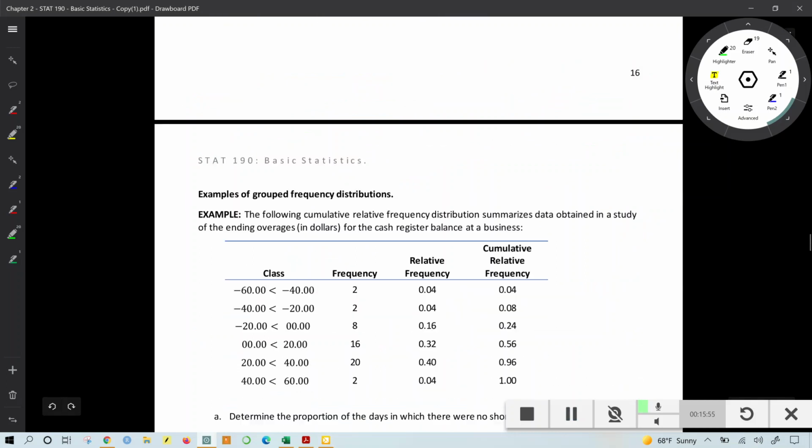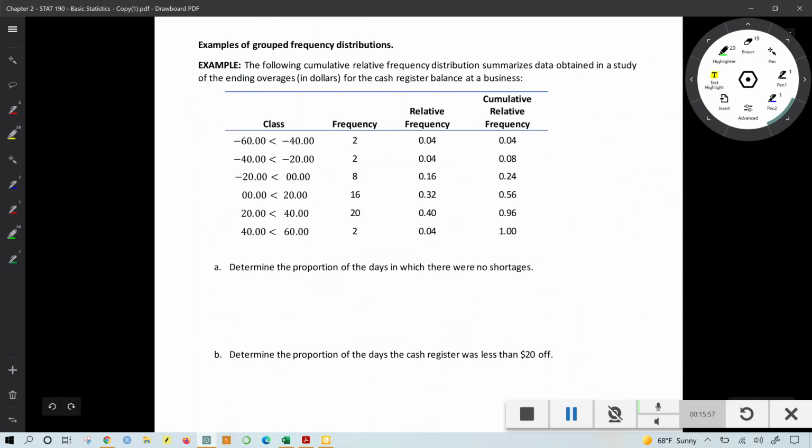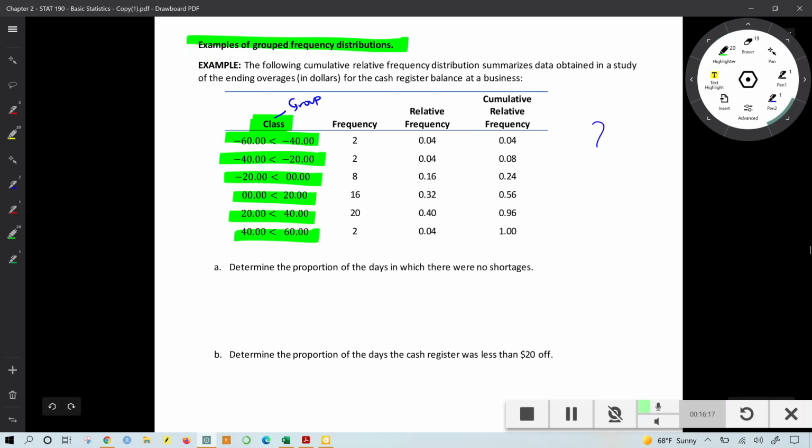With that completed, we proceed to the next page, where we begin to learn about when grouped frequency distributions are used. To quickly illustrate, look at the different classes, or groups, here. How many classes or groups do I have? I have 1, 2, 3, 4, 5, 6. So in this case, there are 6 classes. We call them classes in statistics; you will call them groups.